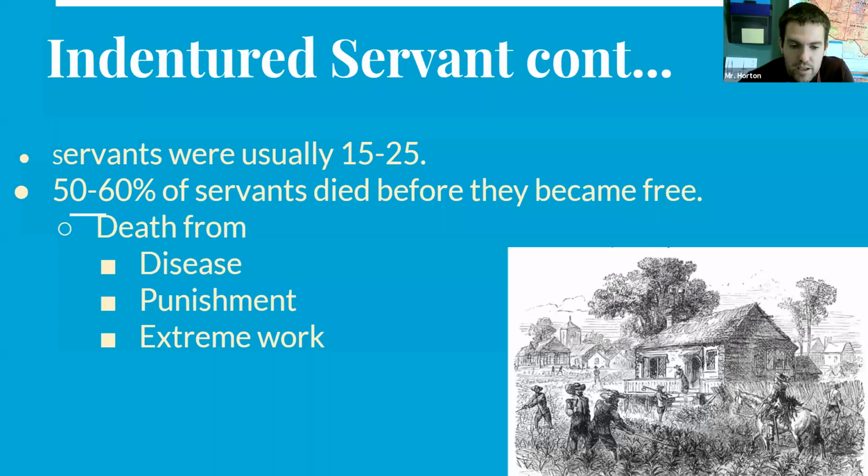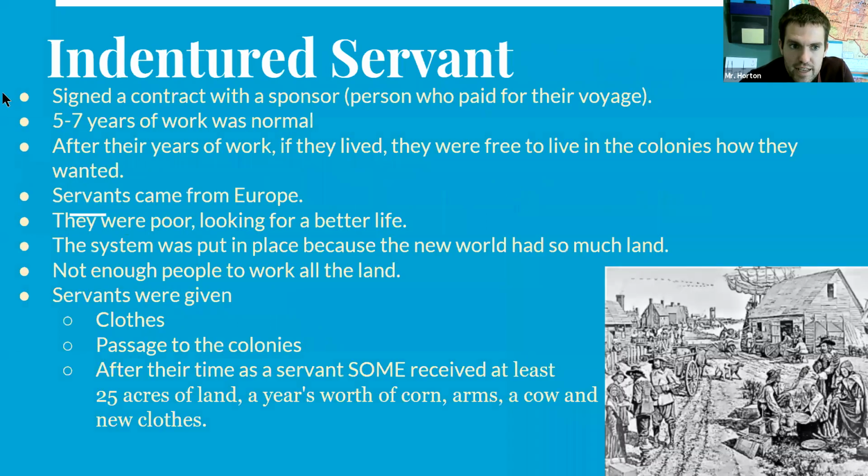So far we've just answered questions 1 through 3. Again, 3, Zach, is a person from Europe who signed a contract with the sponsor. That's an indentured servant.